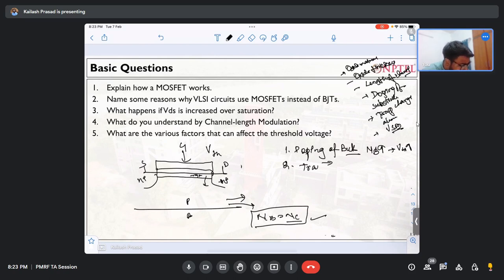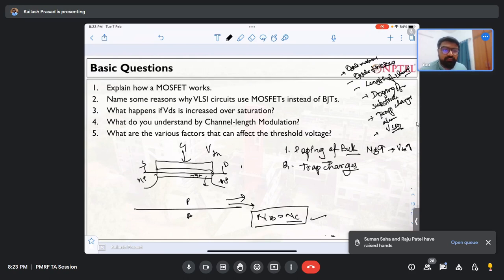Now the second is trap charges. Very interesting, I think, this one. So who has answered trap charges and how will it impact? Suman. Me, sir. How will it impact if we have more trap charges, or do we need some more information? Sir, that voltage is also included in the VGS. If we have that much voltage, then inversion can take place. For example, if trap charges required 0.2 volt, then this 0.2 volt will also increase the threshold voltage.